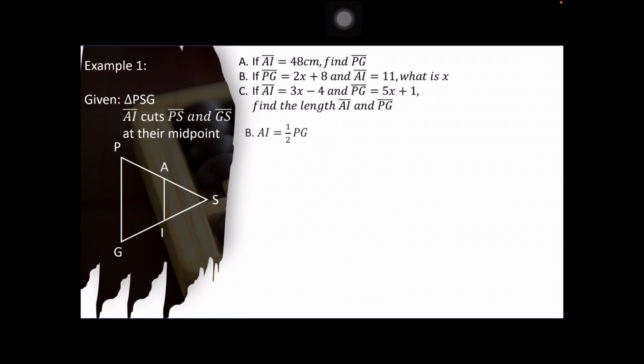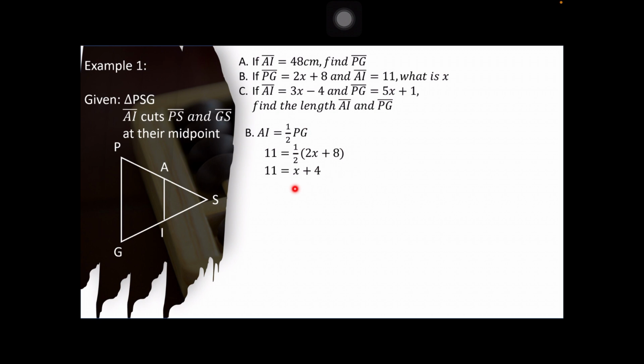Letter B. The same formula lang po. And then, substitute lang po natin yung given sa letter B. Segment AI is equal to 11. Ito po yan. Then, segment PG is equal to 2x plus 8. Ito po yan. Yan. And then, ang ginawa ko po kasi dito, since yung 2 and 8 are divisible by 2, I'm going to multiply yung 1 half sa loob ng parenthesis. I'm going to distribute 1 half sa loob ng parenthesis. Then, 1 half times 2x is simply x. 1 half times 8 is 4.